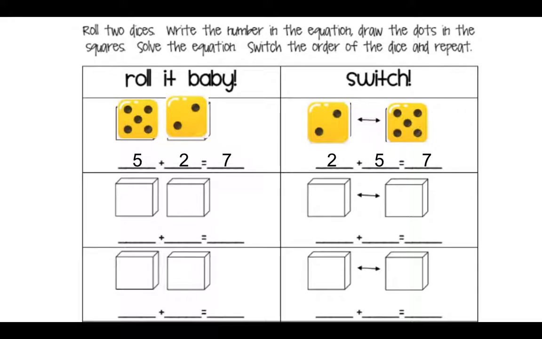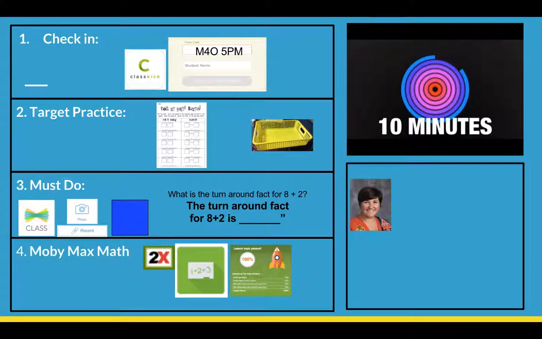Your job is to complete the rest of the page using dice, showing me that you have a full understanding of the commutative property or turnaround facts. This is going to come in handy when you're doing math later on. If I know 5 plus 2, then I know 2 plus 5, and it'll help me answer math facts much quicker. Remember, as always, I would love to see you using counters or cubes to help yourself as you're adding. That's always okay to do. And it's always okay to watch the video again if you're not quite sure what the commutative property is and you don't have full understanding of what your job is for today. Let's take a look at your job.